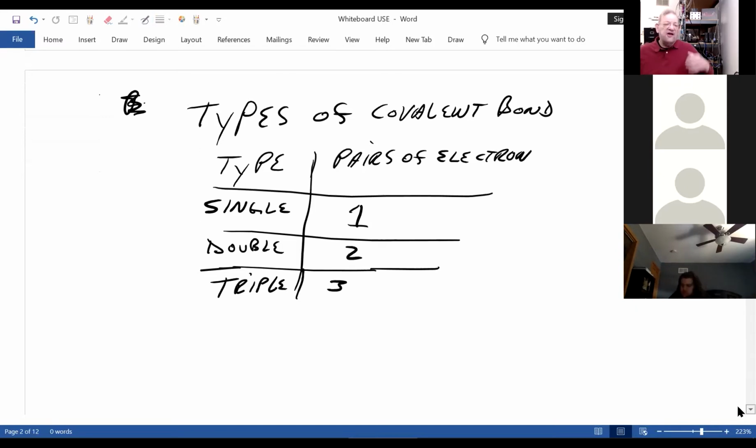I'd say, class, it's class participation. Everybody out loud. What's the first type of bond? Single bond. What's the second one? Double bond. What's the third one? Triple bond. And you should know that a single bond has one pair of electrons being shared. A double bond has two pair of electrons being shared, and a triple bond has three pair.